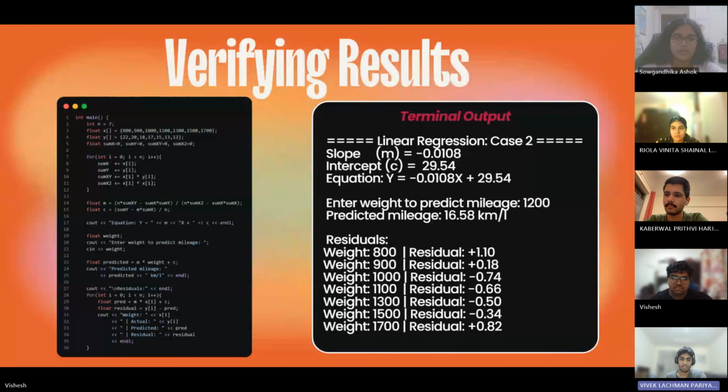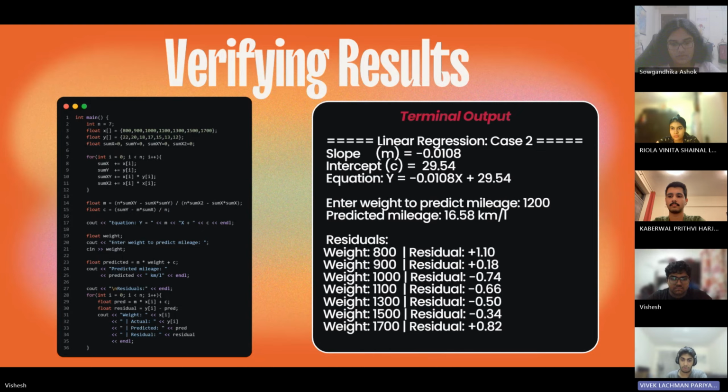Okay, verifying the result. We did the math by hand. Now let's try with the computer. This is a C++ code for our car weight and mileage data. At the top, you can see the 7 data points written in 2 arrays. Just below, the loop quickly adds up all our totals with no mistakes. The code then uses the normal equations to find the slope and intercept.